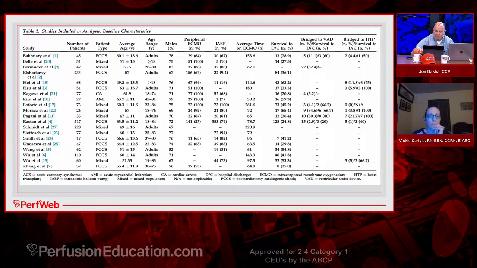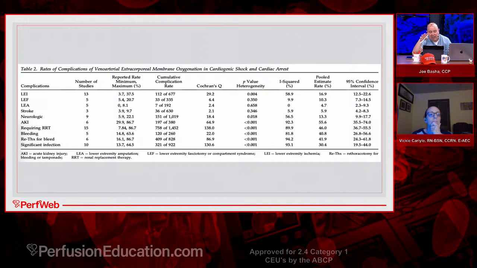The rates of complications. Now, I thought this was very interesting. So you have AKI, which is here. You have lower extremity amputation, LEA. You have lower extremity ischemia, LEI.